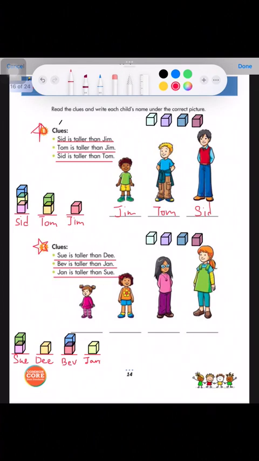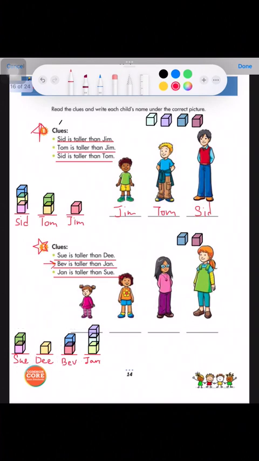And then Jane is taller than Sue. So we may put one. Now they're in the same height. So we put one more. So now she's taller than Sue. But we may realize that Sue and Beth are in the same height.